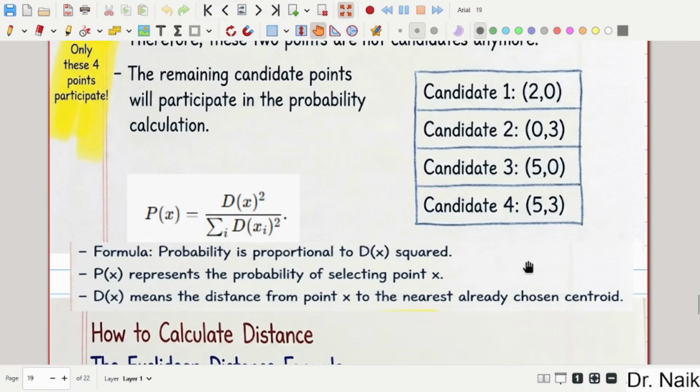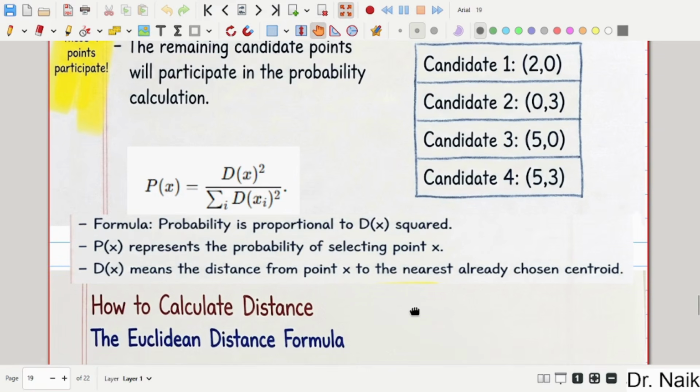The probability is calculated by the formula: probability of x is equal to d(x) squared divided by the summation of d(xi) squared. Probability is proportional to d(x) squared, where d(x) means the distance from the point x to the nearest already chosen centroid, and probability of x represents the probability of selecting point x.